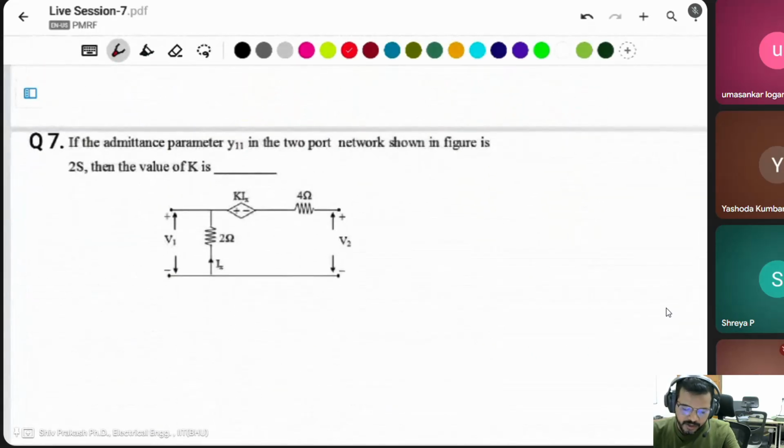Okay. Next question. If the admittance parameter Y11 in the two port network shown in the figure is 2S, then find the value of K. In this case, how can you find the value of K? The admittance parameter is given, simply the Y parameter. The Y parameter is mentioning the currents I1, I2. Okay, remaining is V1, V2.